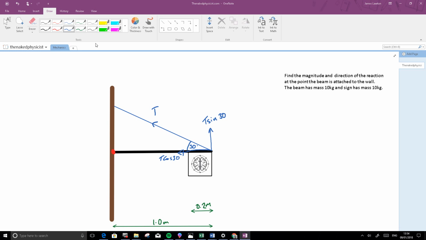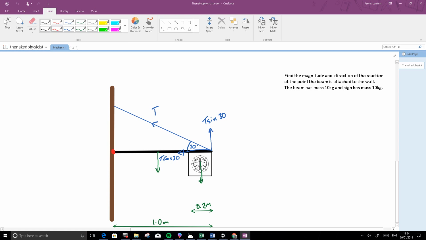Now, at this point we can put the weight of the sign in, acting there, and the actual weight of the beam acting there. Those two are both the same magnitude, so make those roughly the same size. And straight away we can see we've got an upward force from the tension and two downward forces, so they could potentially cancel each other out. But we've got a horizontal force from the tension. At the moment there's nothing to counteract that.